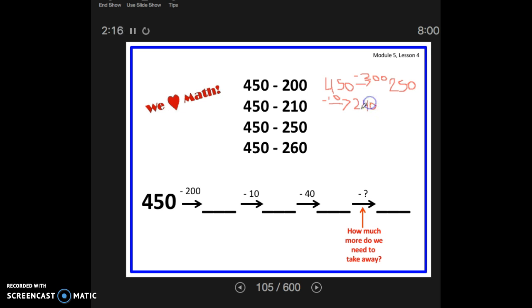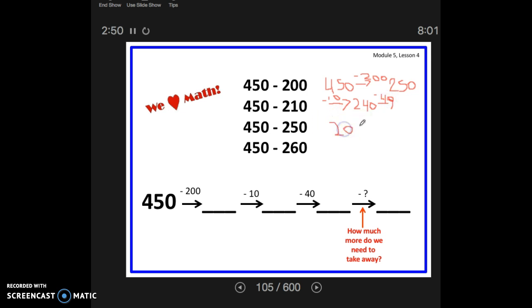Okay, so now we're going to look at this problem: 450 minus 250. What's the difference between this one and this one? 40 is the difference. For this one, we had 210, and then we subtracted 250. So we have to take away another 40. So my arrow way would be here, minus 40. And what does it equal? That's right, 200.